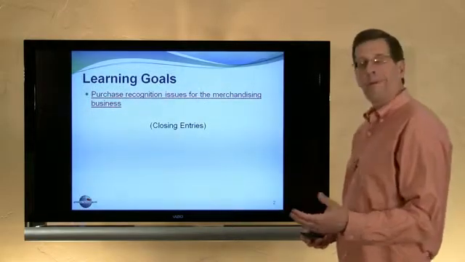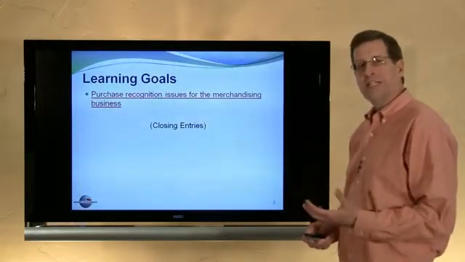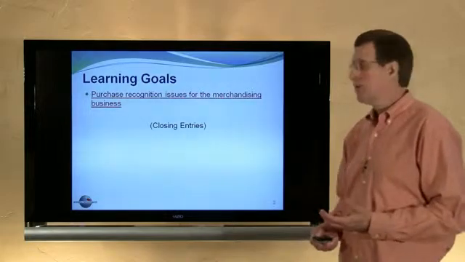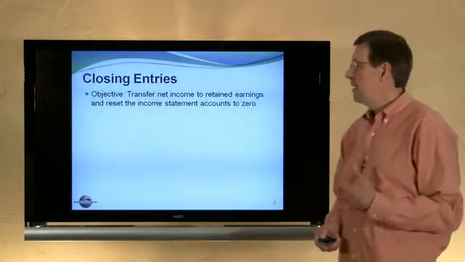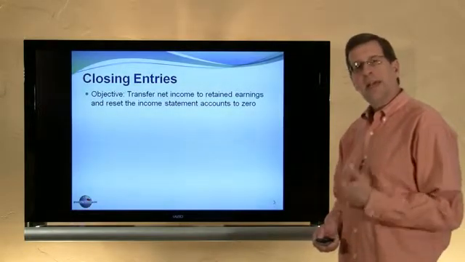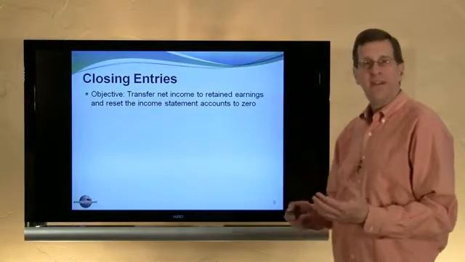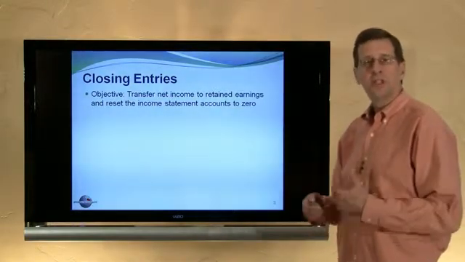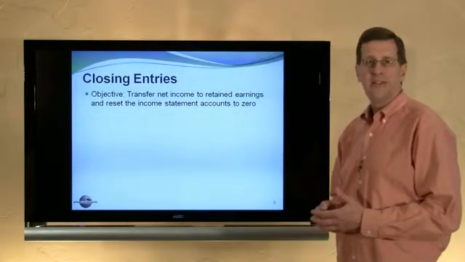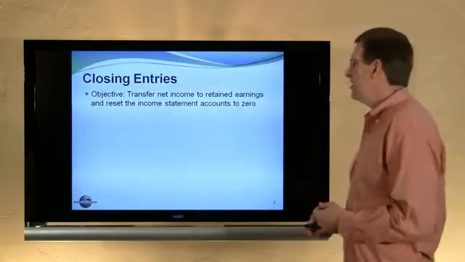In this module, we will look at closing entries for the merchandising business that uses a periodic inventory system. The objective of closing is to close revenue, expense, and dividend accounts, all the temporary or nominal accounts, out to retained earnings at the end of an accounting period. We've seen this in a previous chapter.